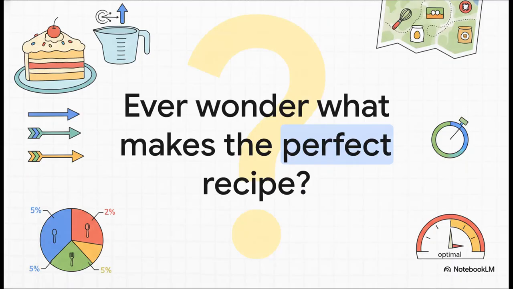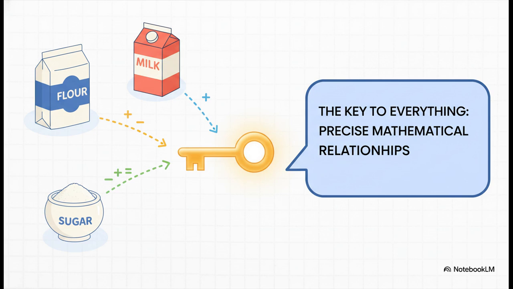Have you ever wondered what makes the perfect recipe? Why does a cake turn out perfectly fluffy one time, but then it's a total flop the next? Or what's the secret that makes your favorite dish taste just right every single time? Well, the secret isn't just what you put in. It's all about the relationship between the ingredients. And that precise mathematical relationship, that's a ratio. It's the key to getting things perfect every time.